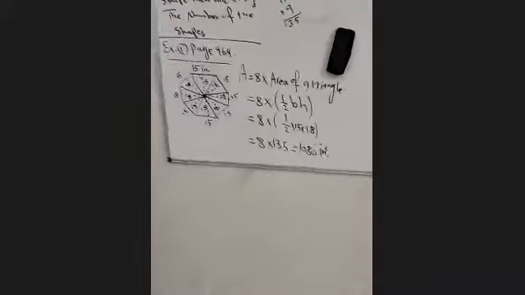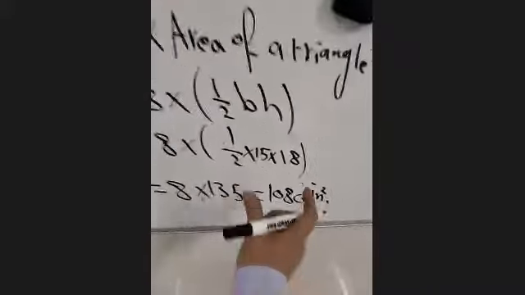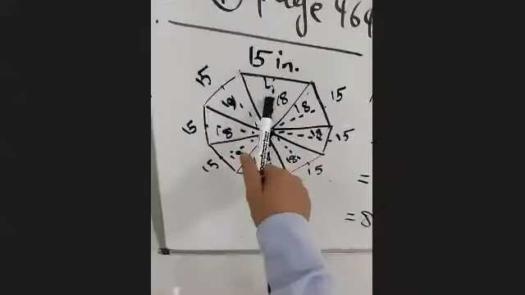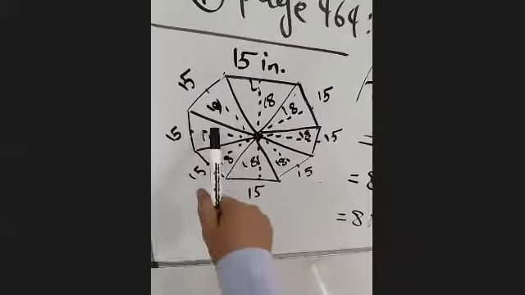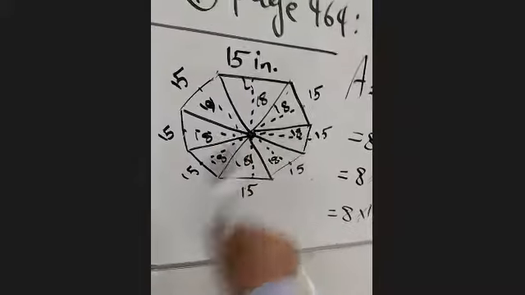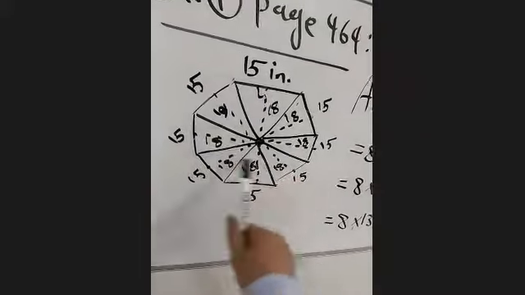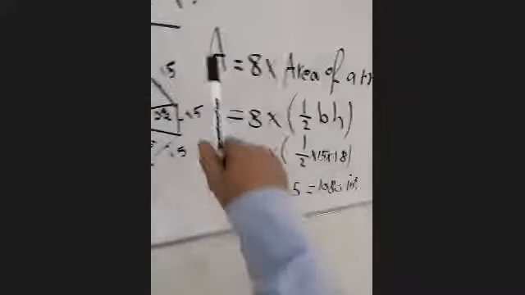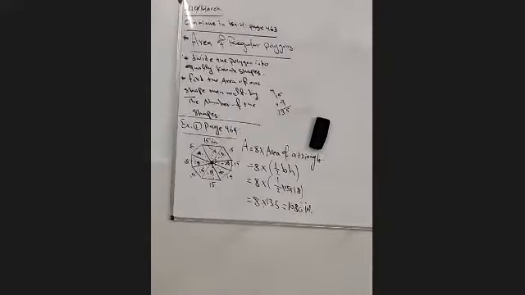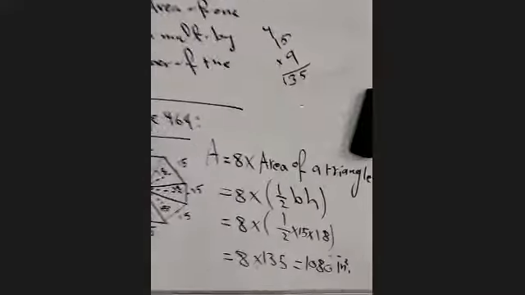1080 what? Inches. Inches to the power 2. Don't forget that. This area, which is 135, means each triangle is 135. But we have 8 of 135, so the total area is 8 multiplied by 135. This is example 1, page 464. Let's do the check now.